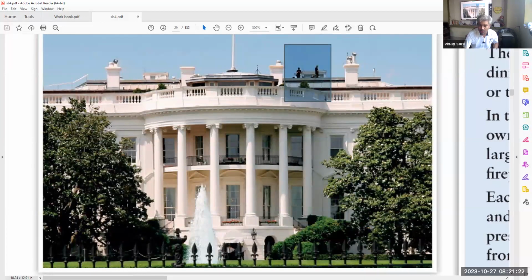And this is not the whole of the White House. This is the main building. There are side buildings too.